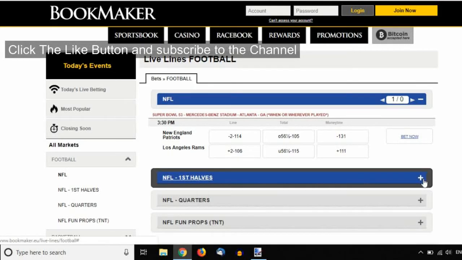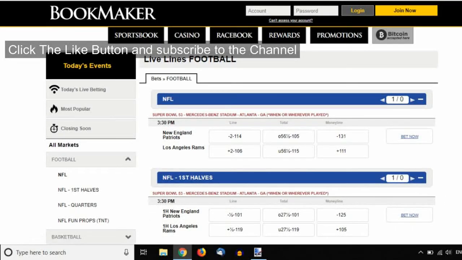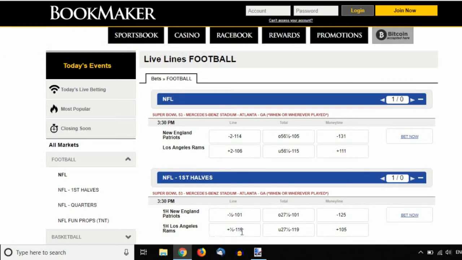NFL first halves. Looks like the Patriots are still favored by 1 point at the half. And the Rams, it looks like that's a pretty good bet because they're only doing $101, so $101 to win $100. Rams, you'd have to spend a little bit more. I don't know. That's so close. I might go with the Rams. You're going to win $100 either way.